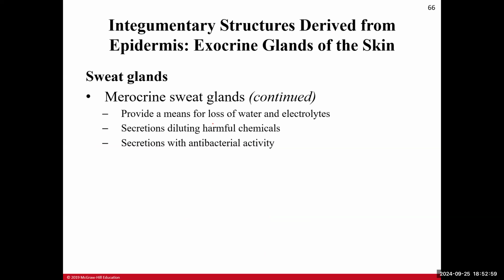Merocrine sweat glands, again, help us with water loss. Very small percent of our water is lost through sweat, right? But our sweat will also help with dilution of chemicals. And that sweat, when it coats our skin, will actually, believe it or not, help make it a hostile environment on the surface of your skin. So it makes it tougher for certain microorganisms to exist there, contributing to a certain antimicrobial effect on the skin. Sebaceous glands do it very, very well, but the merocrine glands do aid in that.